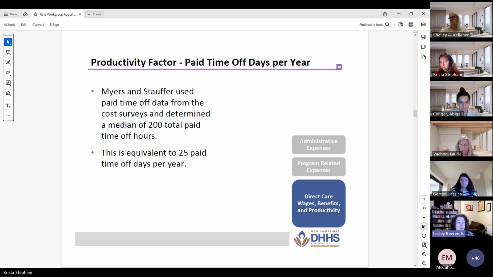We do want to note that the numbers from the cost reports include not only experienced staff, but also new staff. So if there's a lot of turnover, your newer staff have less time that they are eligible for. It brings down that median. Also, we see the part-time staff don't always get all of the days that maybe your full-time staff do. So these numbers are including your new and experienced staff, your part-time and your full-time staff. So we know that you probably do have some staff that are getting more hours than this, but it's taking all of that into consideration to get to that number.